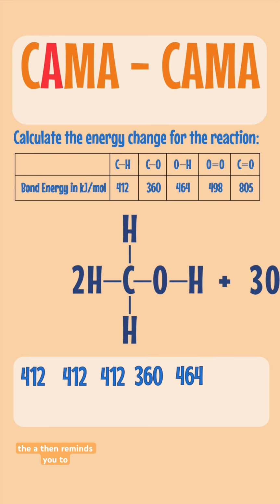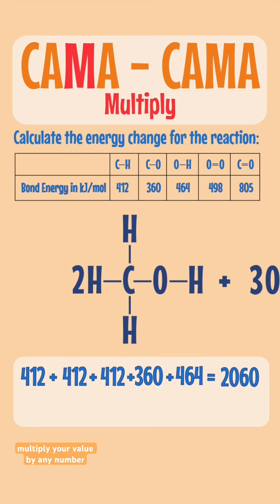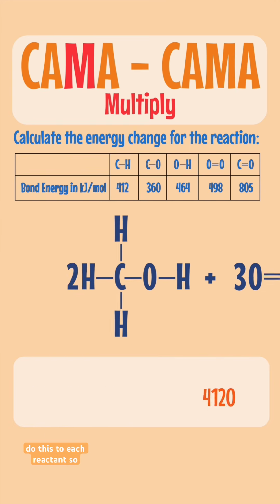The A then reminds you to add these numbers up. Then the M is for multiply, where you multiply your value by any number that's in front. If there's no number, you just leave it as it is. So in this case, as there's a 2, you would multiply your result by 2. You do this to each reactant.